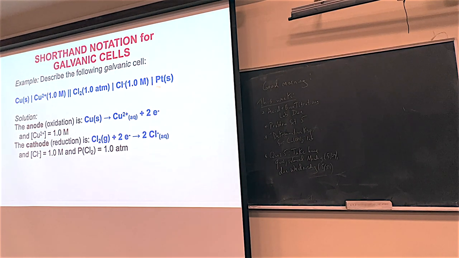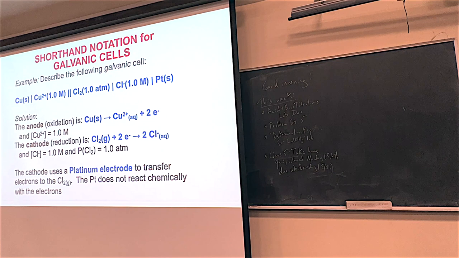And the reason that the platinum is right there is that a gas and a solution aren't very good about getting the electrons to the chlorine. So you need some kind of neutral metal that can conduct the electrons through there. Copper can work, but platinum is even better. Platinum, nickel, palladium are really good anodes and stuff like that.